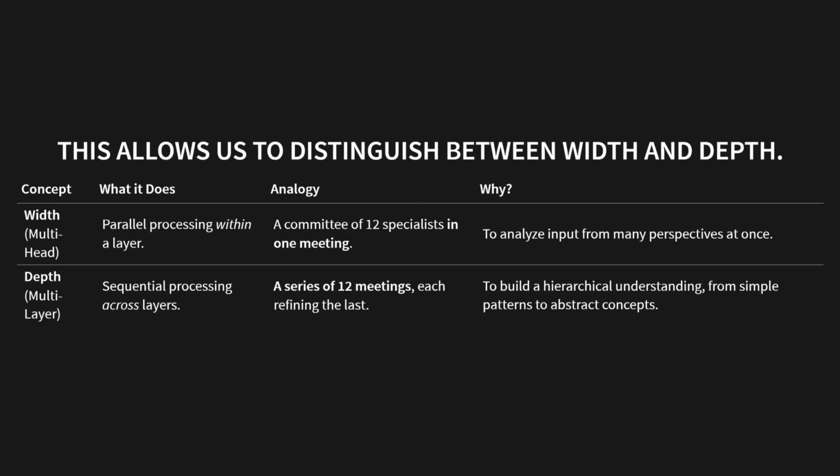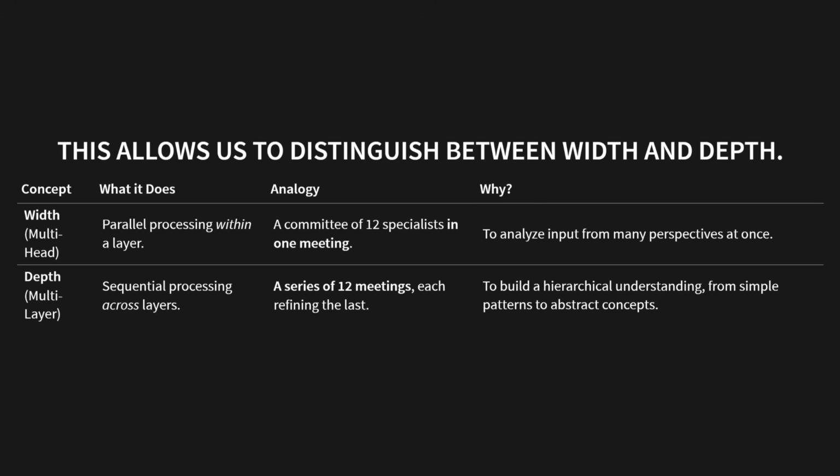Look at this table. Let's walk through it. First, the concept of width, which comes from multi-head attention. What does it do? It's parallel processing within a layer. The analogy is a committee of 12 specialists in one meeting. Why? To analyze input from many perspectives at once.